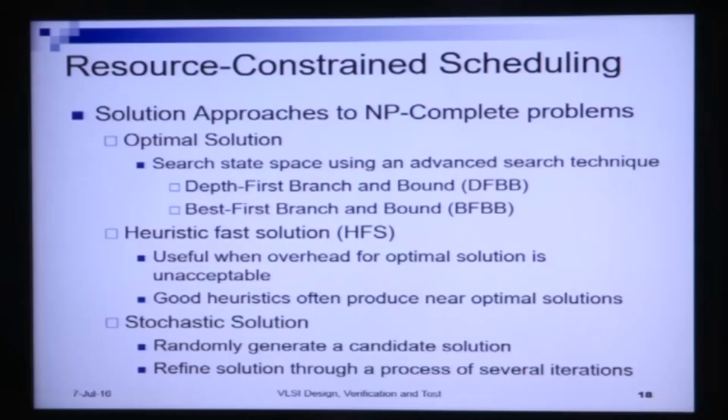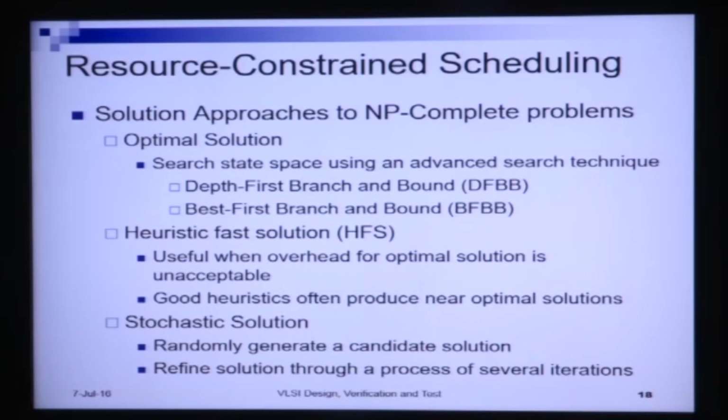Now, applying optimal solutions to the huge circuits that we often have in the VLSI domain is not always possible. It is not always possible to apply optimal algorithms, because it may take years to give a solution, literally. So, we also have heuristic fast solutions, where the entire state space is obviously not searched, and hence the solutions are in most cases suboptimal. However, the solutions produced are often quite good with respect to the best solution, and the advantage is that we often get the solution in very quick time. Heuristic fast solutions are useful when the overhead for an optimal solution is unacceptable, and good heuristics often produce near optimal solutions in many cases.